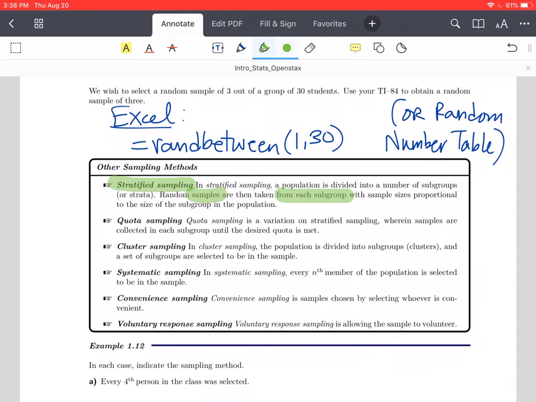Whereas if the subgroup is only like 2% of the whole population, then you want a smaller sample out of that. Then we have quota sampling. This is just like stratified sampling, wherein samples are collected in each subgroup until the desired quota is met. So this is stratified with a quota.